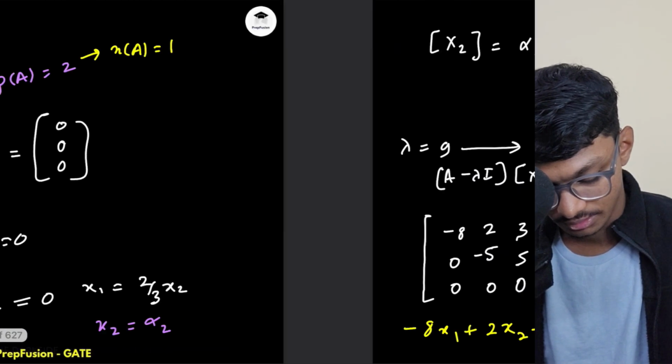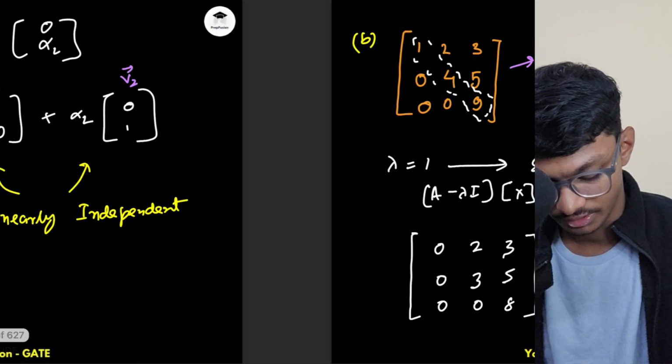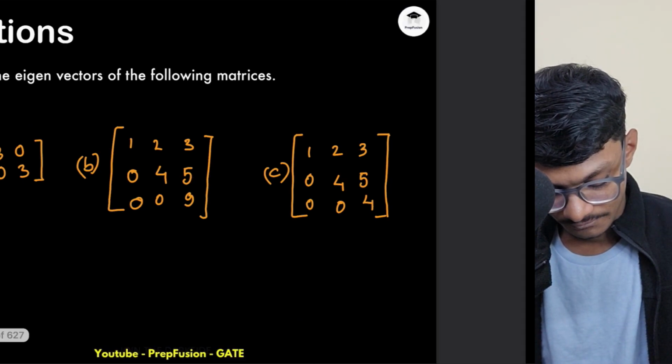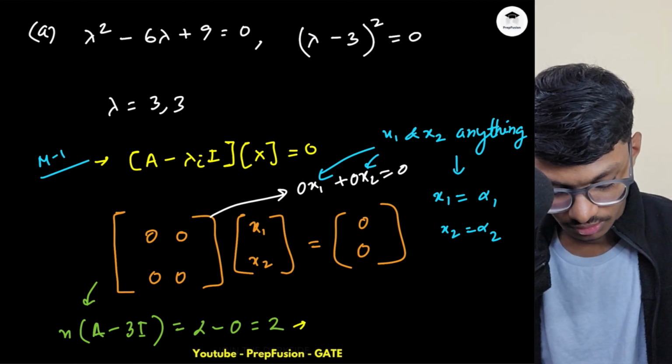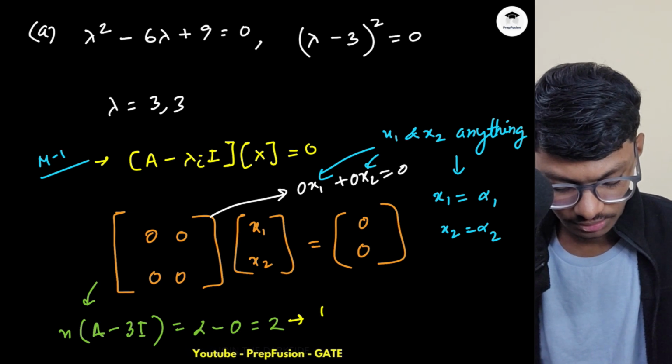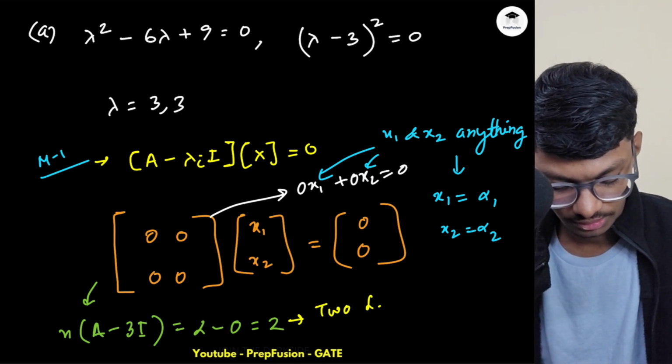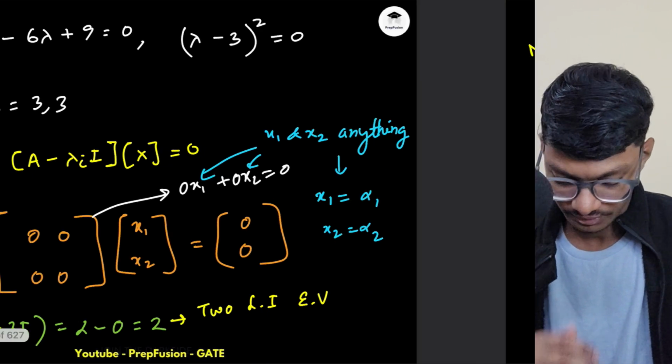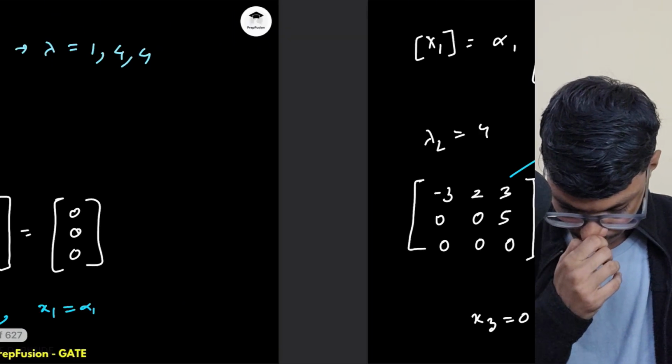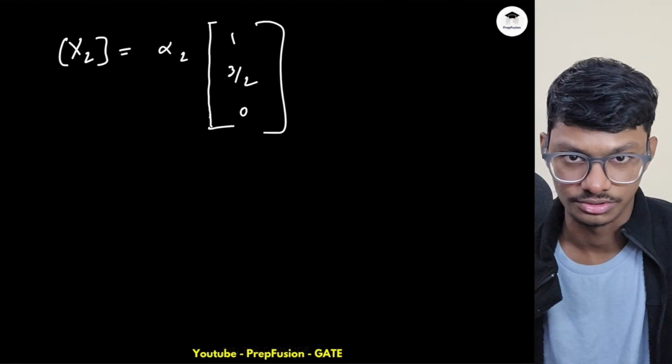This is what I wanted to say through the examples: how many independent eigenvectors I am getting. So I should write here one linearly independent eigenvector. In the first case, where my nullity was 2, I can write that I will get 2 linearly independent eigenvectors. So let's now go to the next question.